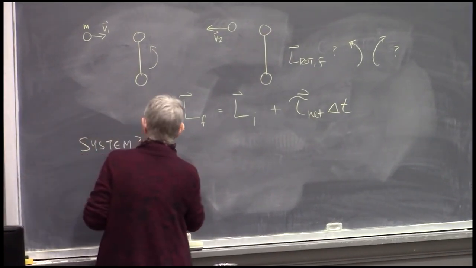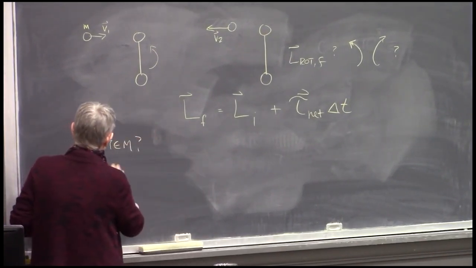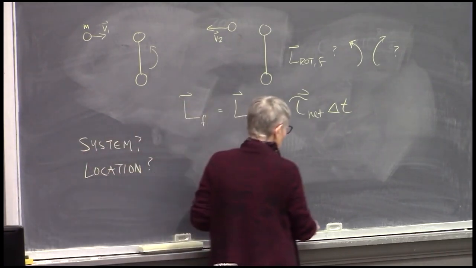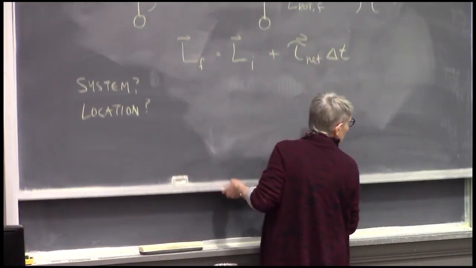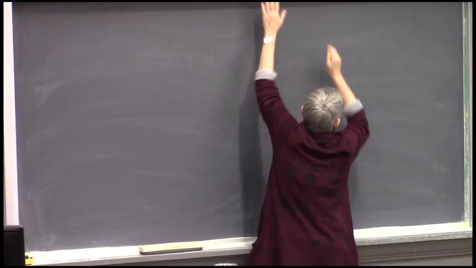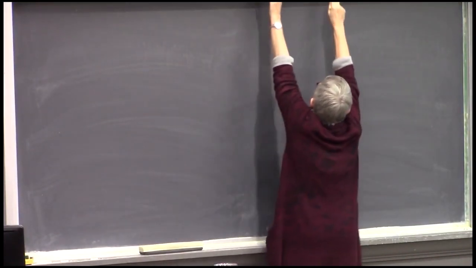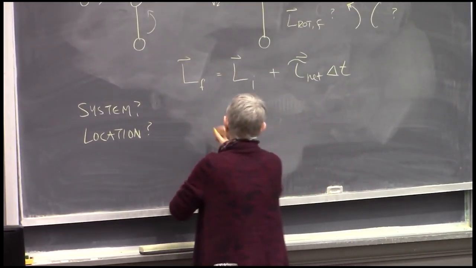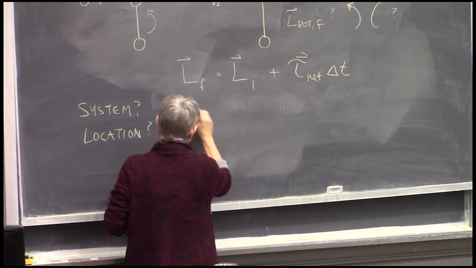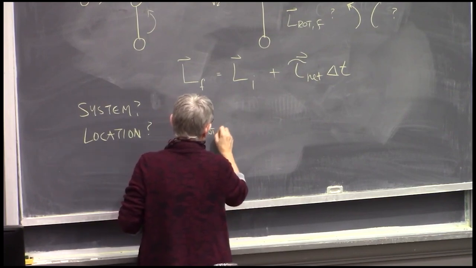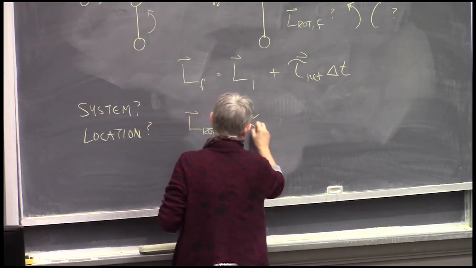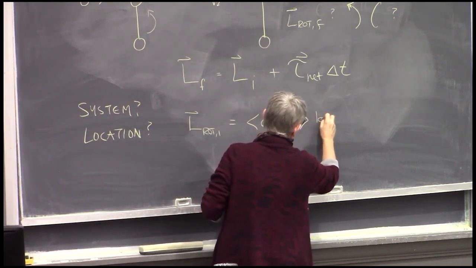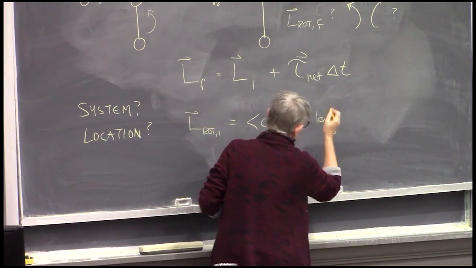And the second question is, what do we want to take as the location around which we're going to calculate angular momentum? Let's put some values up here. So the initial rotational angular momentum was 0.05 kilogram meters squared per second.